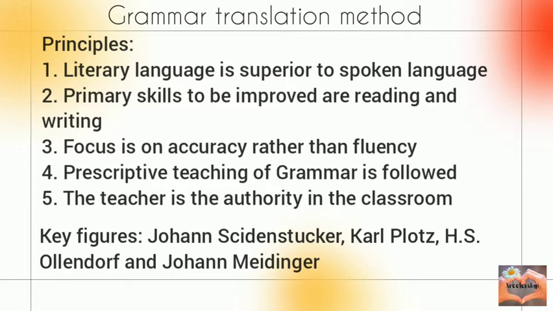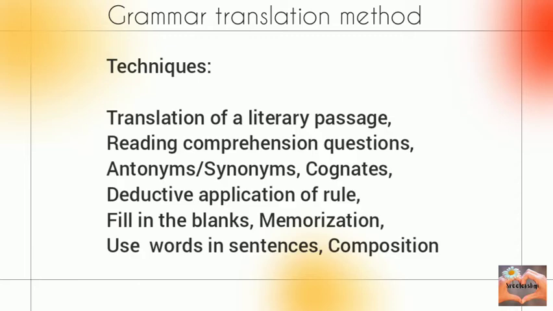The main exponents of this method are Johann Seidenstücker, Karl Plötz, H.S. Ollendorff, and Johann Meidinger. The main techniques used in this method are translation of a literary passage, reading comprehension questions, antonyms and synonyms, cognates. Cognates meaning learning spelling or sound patterns that correspond between mother tongue and the target language. Then deductive application of grammar rules, fill in the blanks, memorization, use words and sentences, and composition.